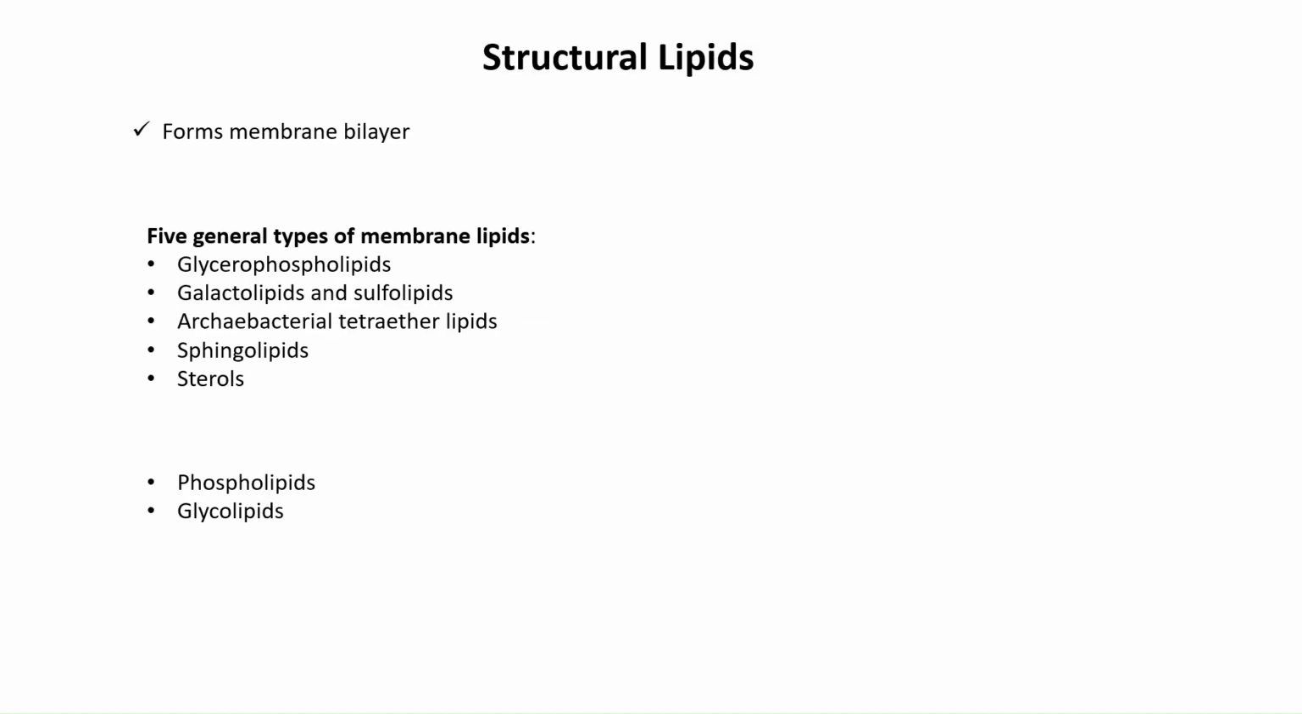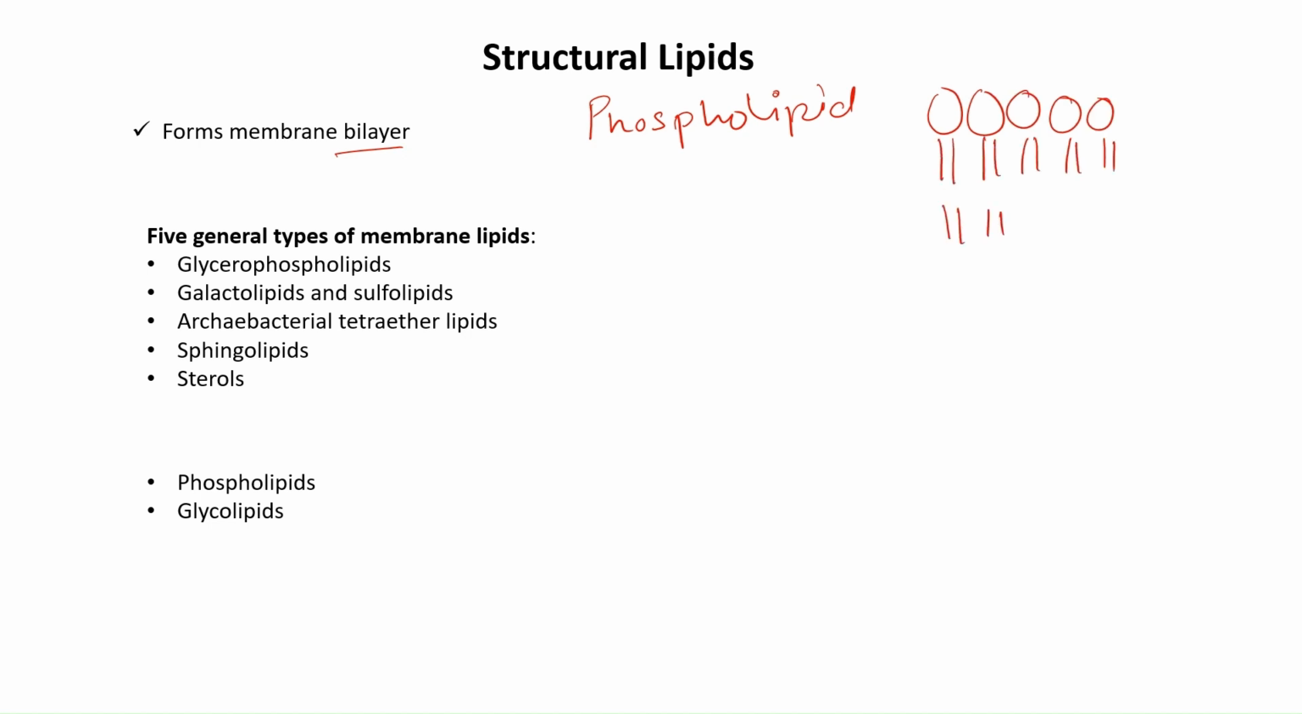So first, structural lipids. Structural lipids means they form the membrane bilayer. Now, as you all know, the membrane is a phospholipid bilayer. This phospholipid bilayer contains polar heads and non-polar tails. These non-polar tails face each other, whereas the polar heads face the surrounding aqueous environment. This gives the phospholipid membrane a distinct structure.